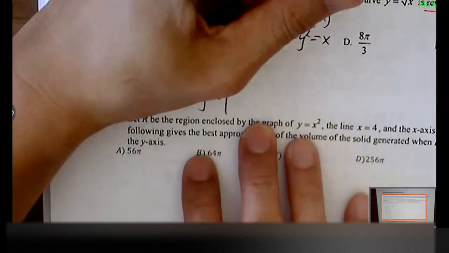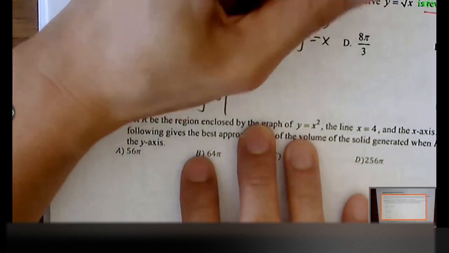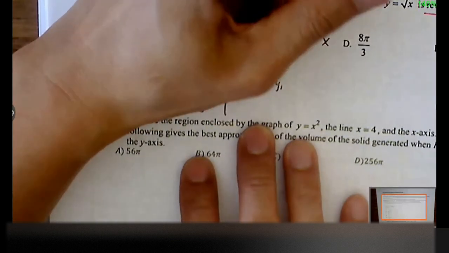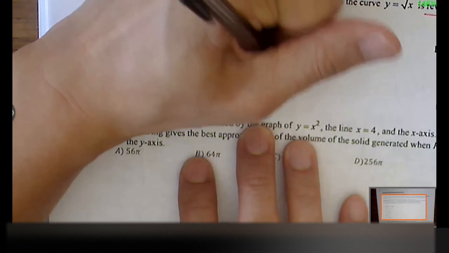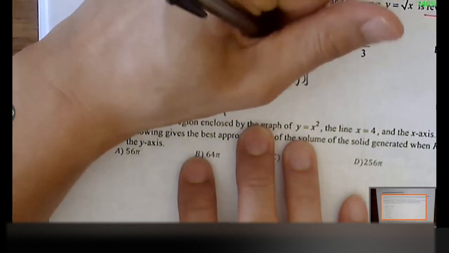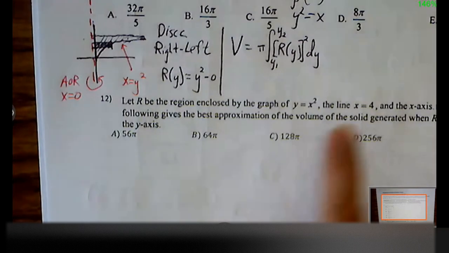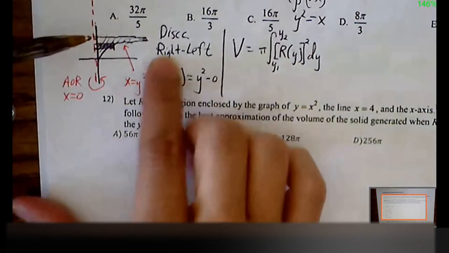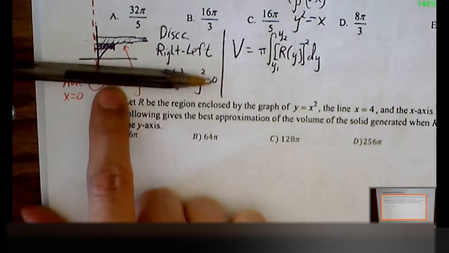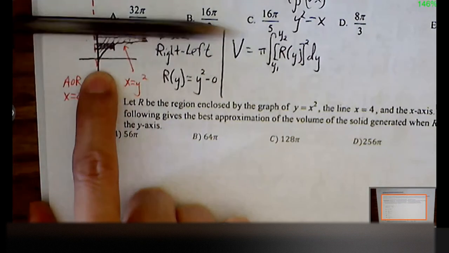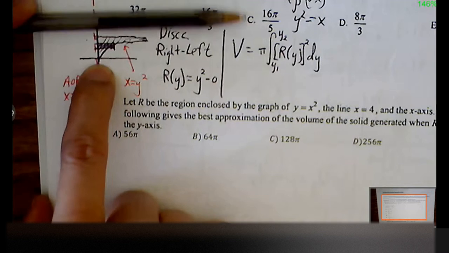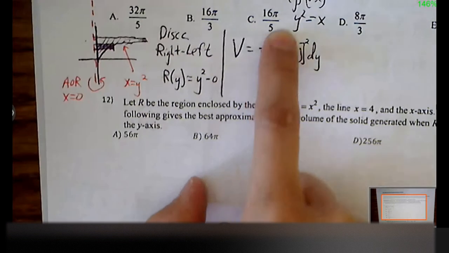Okay, this is what our formula will look like for this method. Pi integral y1 to y2, big R squared, dy. Our lowest and highest bounds, normally we would have to set equations equal, but I think in this case we can just look at the graph. Lowest y value is 0, highest y value is cut off by that horizontal line, so from 0 to 2 are our y values.